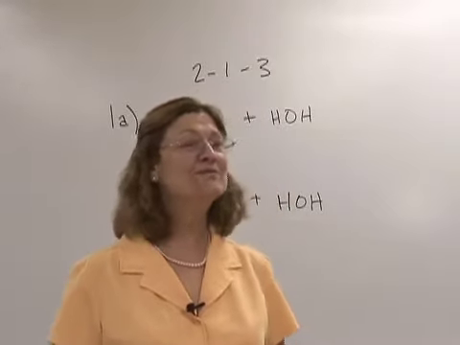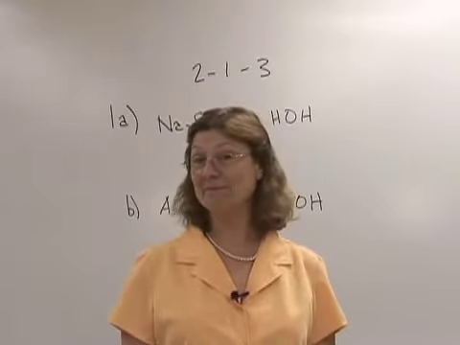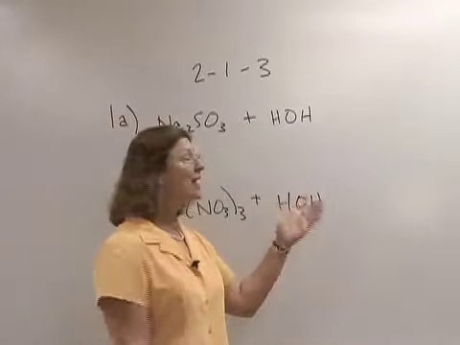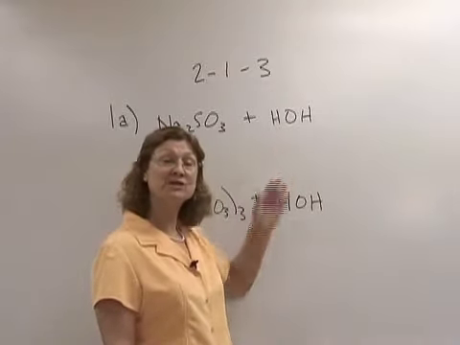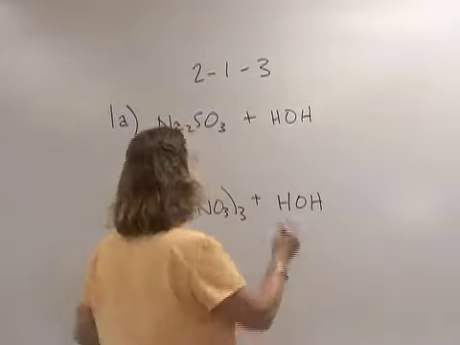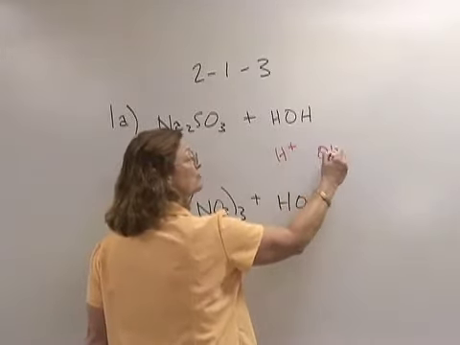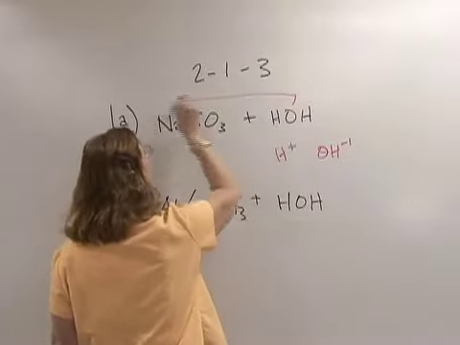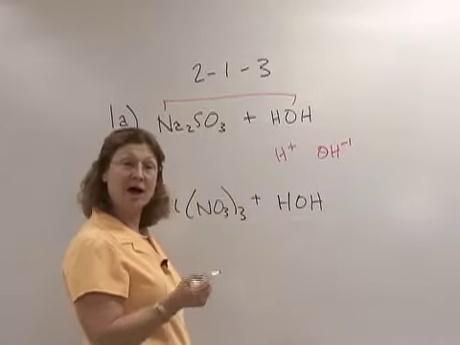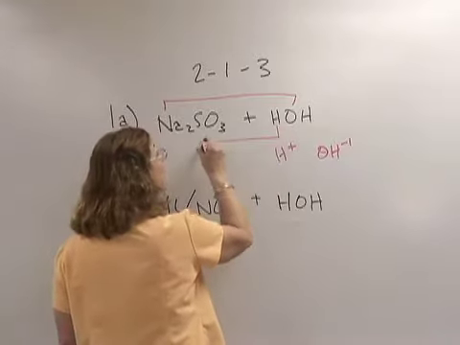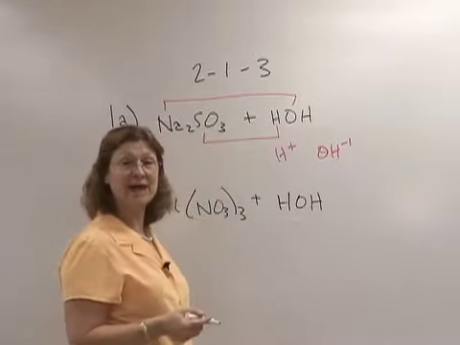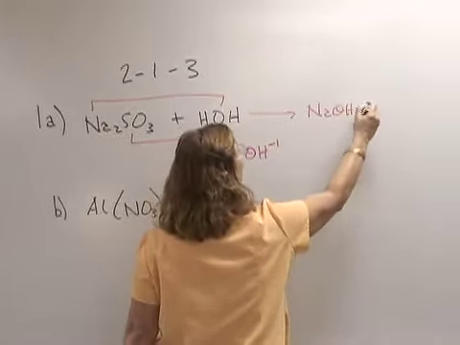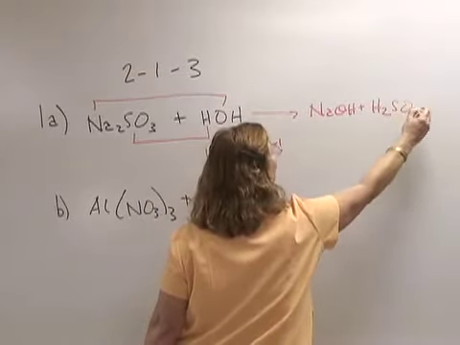The question in number 1 is very similar to what we will be doing in the lab. We are taking a variety of different salts and we are adding water. Now, the reason that I write water as HOH is because that reminds me that it separates as hydrogen ions and hydroxide ions. It is the hydroxide ions that combine with the metal to form the base. And the hydrogen ions will form with the negative portion in the salt to form the acid. In this case, I get sodium hydroxide and sulfurous acid.